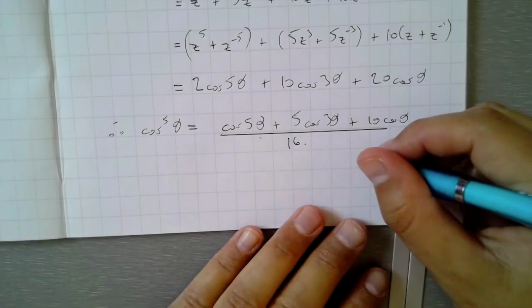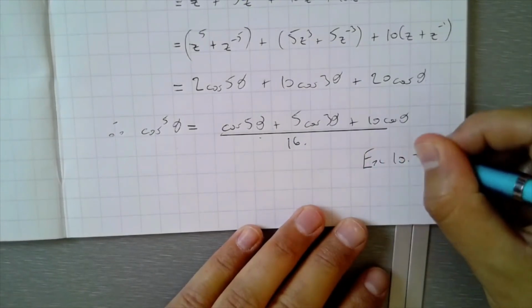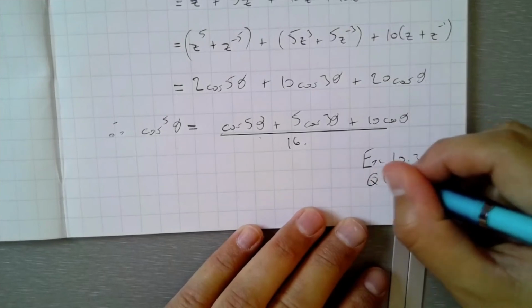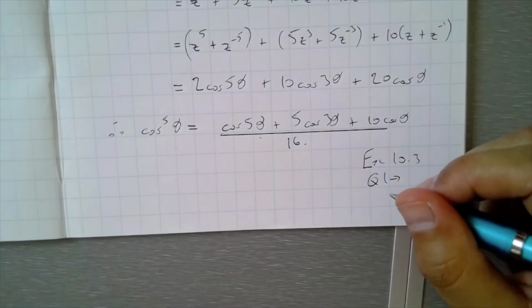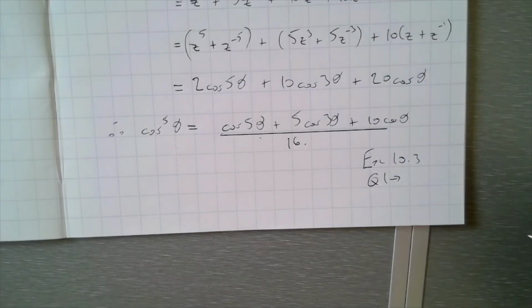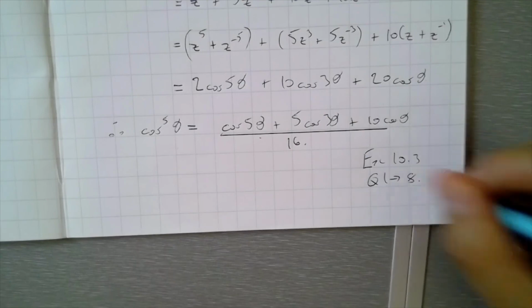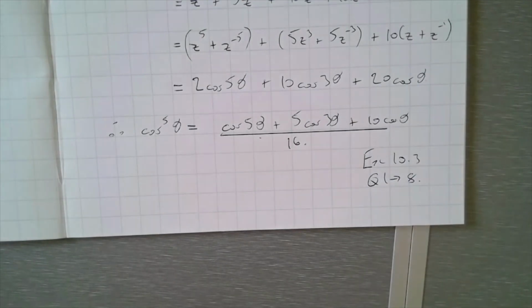Okay, so what I'd like you to do is go to exercise 10.3. You've done question 1 already, but there is a little bit extra on question 1 which you can finish off. So I'd like you to try and do questions 1 to 8 in exercise 10.3.